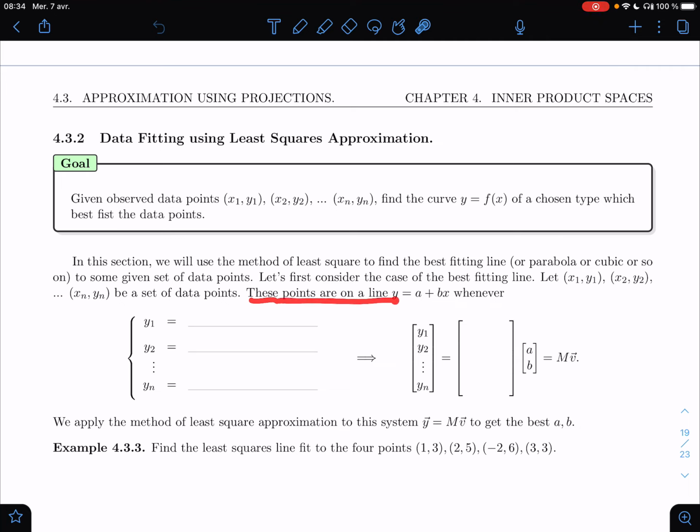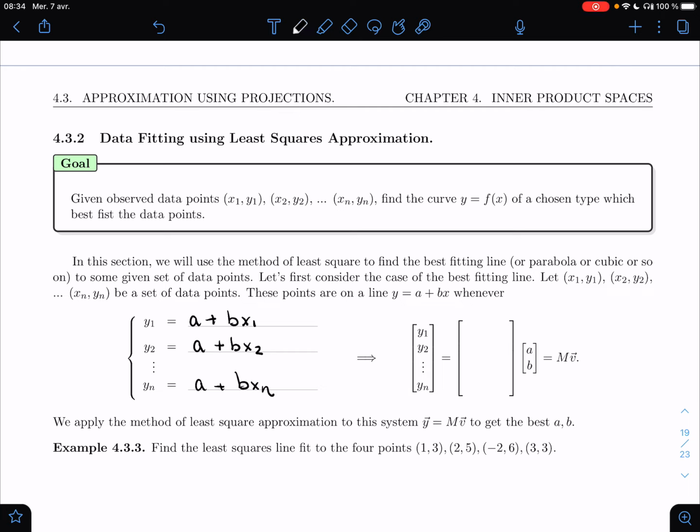These points would be on the line whenever, well, y1 has to fit the equation with x1. y2 has to fit this equation with x2, and yn with xn. Alright, so if they were actually on the line, this system would have one solution in A, B.